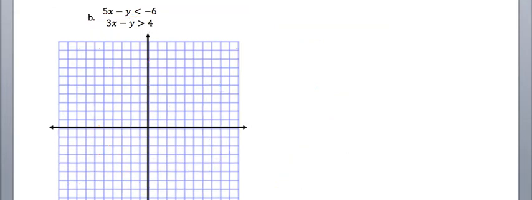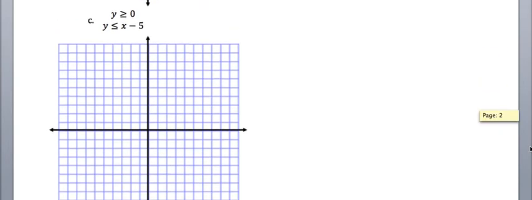Okay. Last one should be pretty easy if you remember how to graph y equals 0. Y equals 0 is just a horizontal line right on the x-axis, and we're going to make it a solid one. And y is less than x minus 5, or less than or equal to x minus 5. We're going to use slope-intercept form. And we're just going to be going up 1 over 1 to make new points. Okay, we're going to connect those with a line. Again, a solid line because it is or equal to.